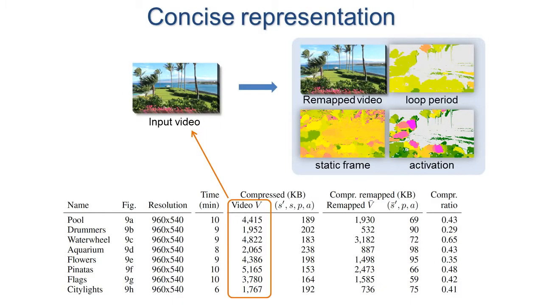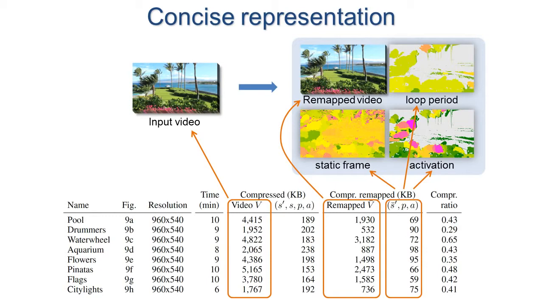The representation is extremely concise. The looping parameters take less than 100 kilobytes. Only a subset of the input video gets used, so we remap that content into a more compressed video. The final storage is a fraction of the size of the input video.